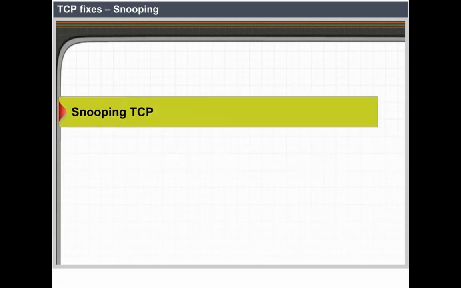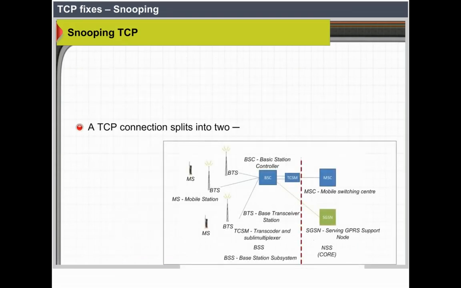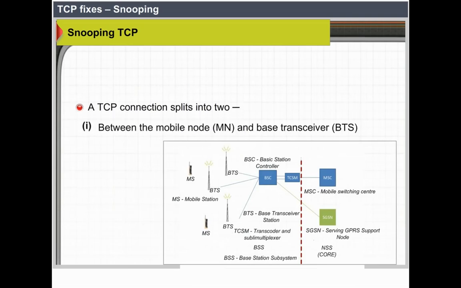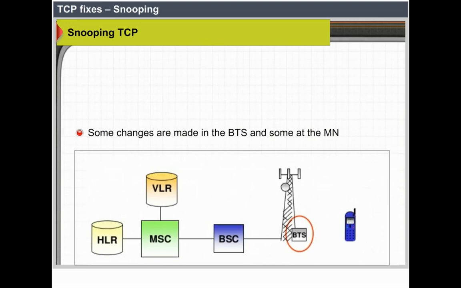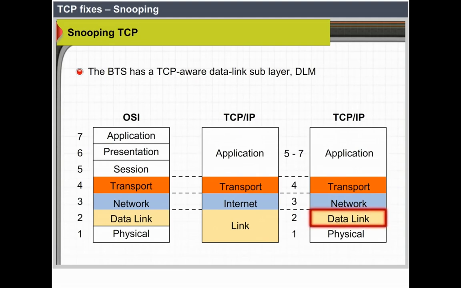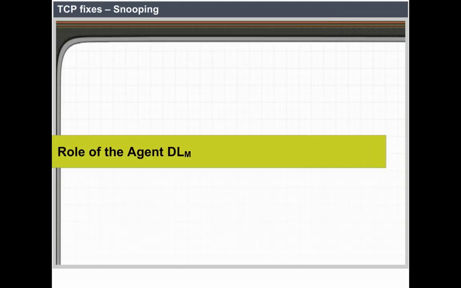Snooping TCP. Snooping means looking into or examining something secretly. A TCP connection splits into two: between the mobile node MN and the base transceiver BTS, and between the BTS and the fixed node FN. Some changes are made in the BTS and some at the MN. The BTS has a TCP-aware data link sublayer DLM. The sublayer DLM is an agent for snooping and buffering the TCP connection.